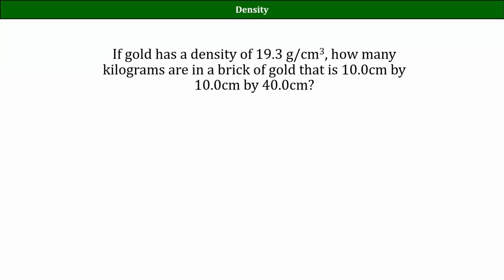Start by finding the volume, right? Got dimensions. Volume of gold. From volume of gold, you can go to grams of gold, right? Yeah, because we've got a density. It's in grams per cubic centimeter. And from there, we can go to kilograms.